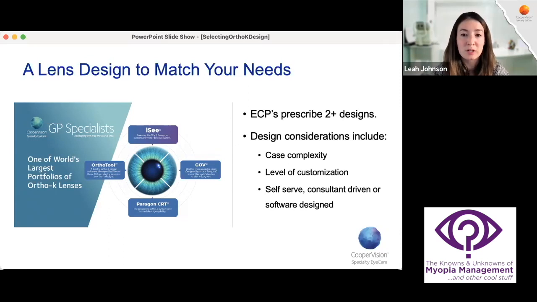And most ECPs offer at least 2 or more contact lens designs in their practice. I know I do. I have my main workhorse lens for daily disposables, monthly lenses, scleral lenses, same with ortho-k, right? But then depending on case complexity or the level of customization I'm going to need, maybe I need to use another lens. And so that's why with GP Specialist, we have 4 different ortho-k lenses to help you fit your ortho-k patient needs. And so we are a company that is offering a diversified, comprehensive ortho-k portfolio to service your practice needs.